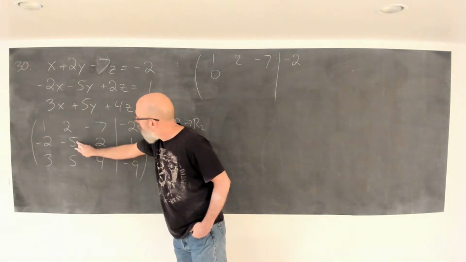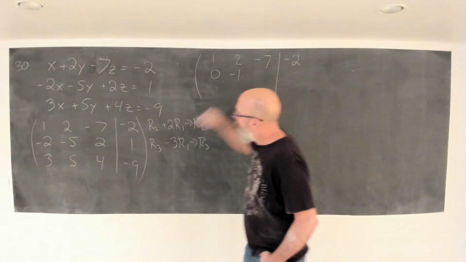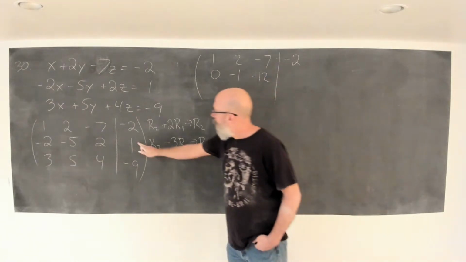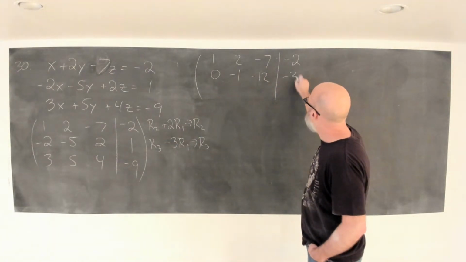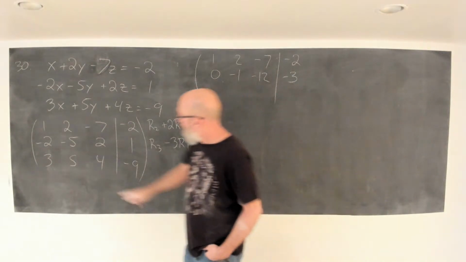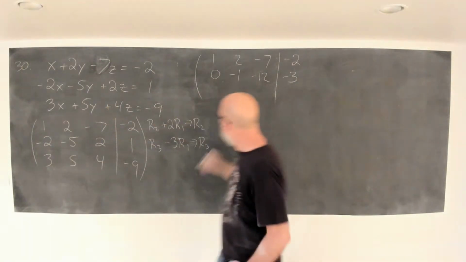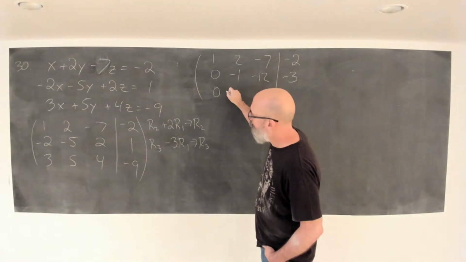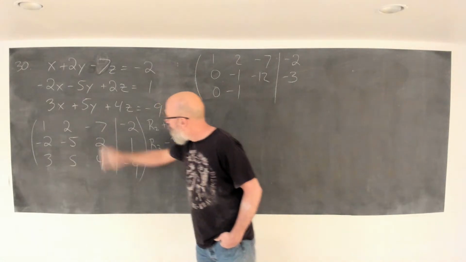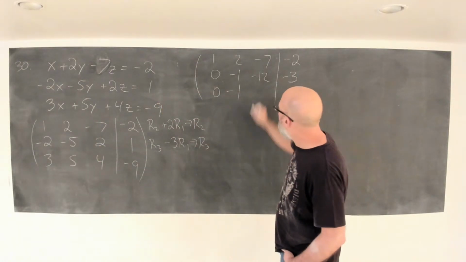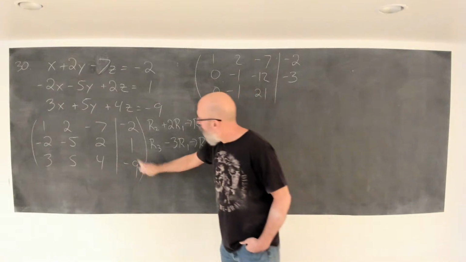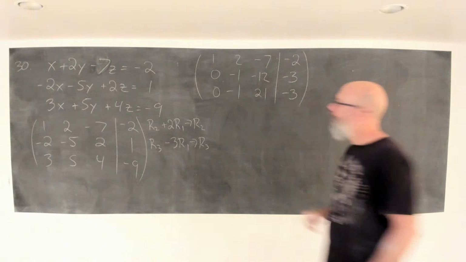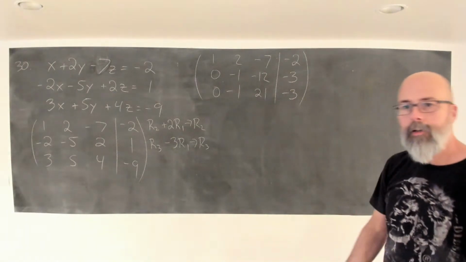So this plus 2 times that, this plus 2 times that, this plus 2 times that, this plus 2 times that, this minus 3 times that, this minus 3 times that, this minus 3 times that, this minus 3 times that. Is that correct?